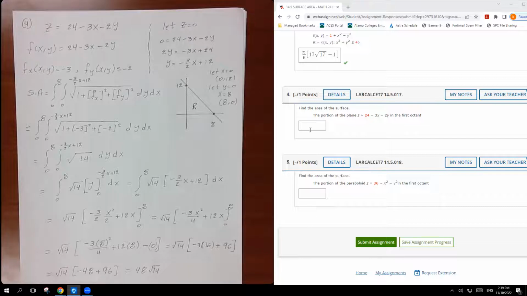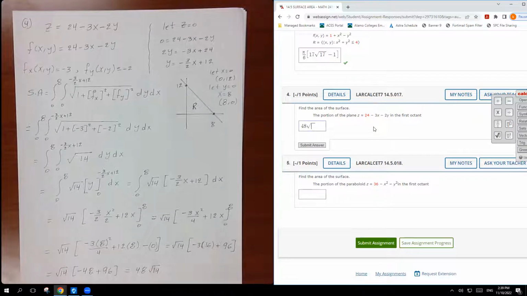That's it for this. So we're going to type here 48 square root of 14.